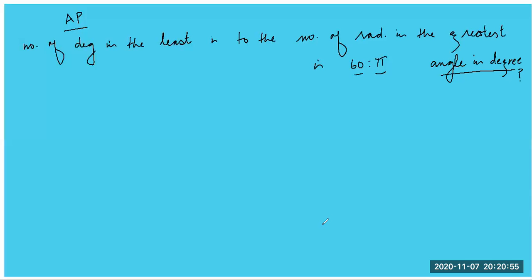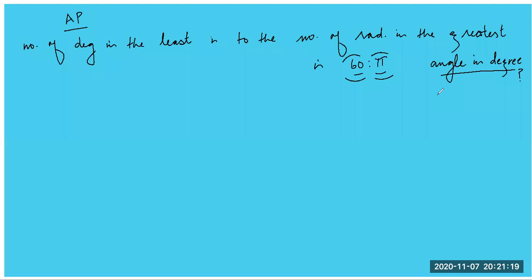Yes, Amitoj, can you think about this? Sir, first the greatest angle is in radians, so we can convert it into degrees. That will be 180 degrees. No, that is the problem. This is not the angle. This is the ratio of the angles. You don't know what the actual angle is.